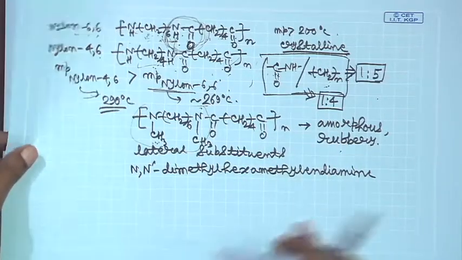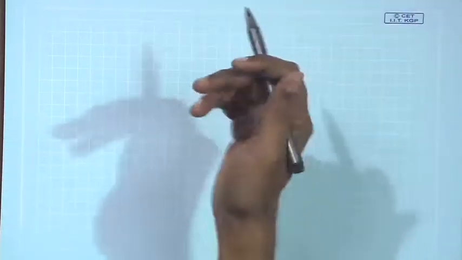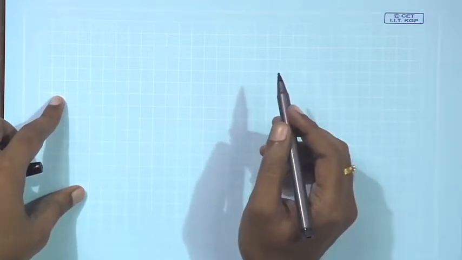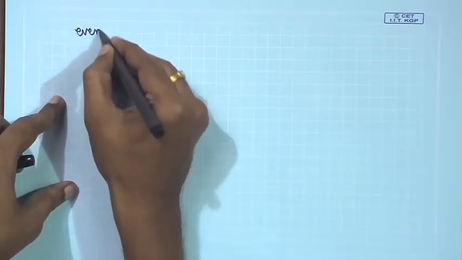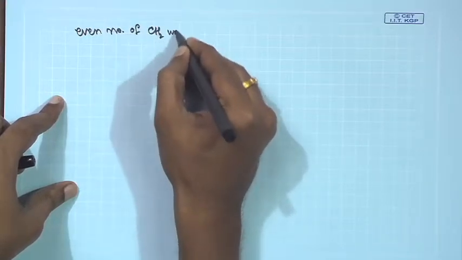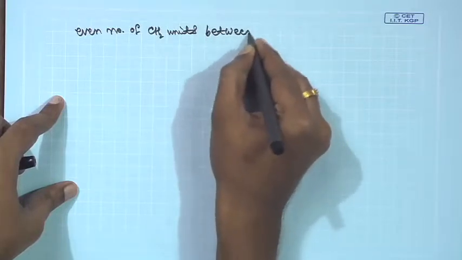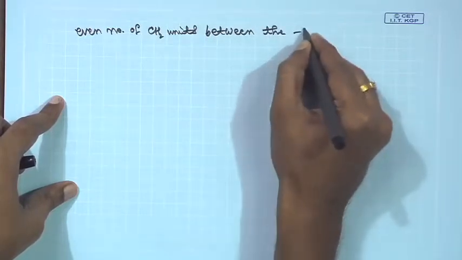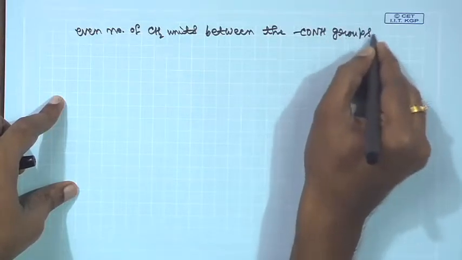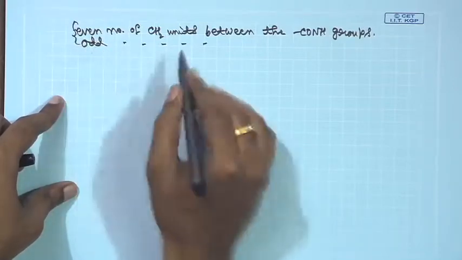Now, let us talk about a situation where either you have an even number of CH2 units between the amide groups, or you have odd, and that will also change the properties.